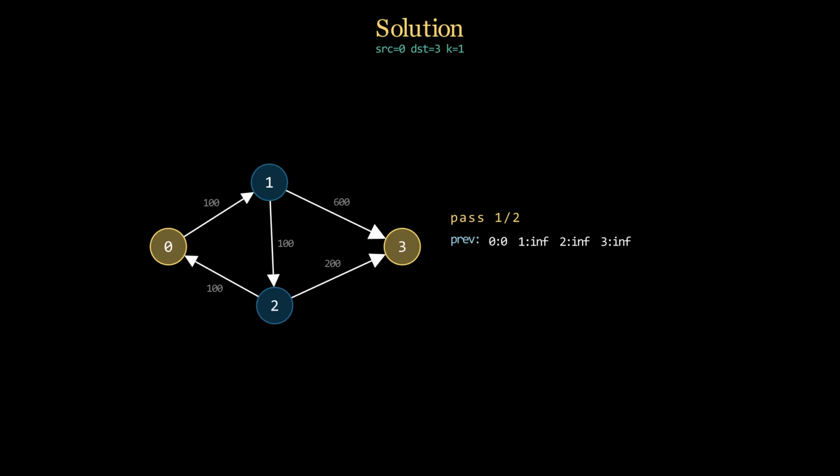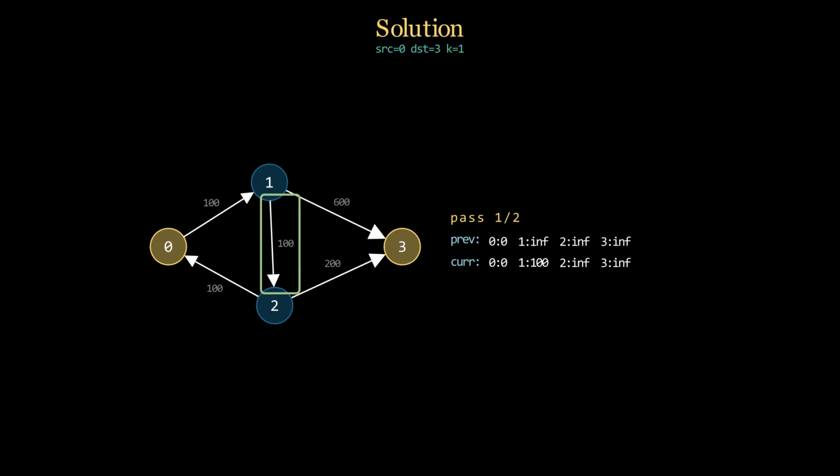Initialize previous, 0 at source, infinity elsewhere. We only read this row while we scan flights. Cur starts as a copy of prev. Each relax writes into cur while we still read frozen previous. Relax 0 to 1 for 100. Source cost is 0, so city 1 becomes 100.